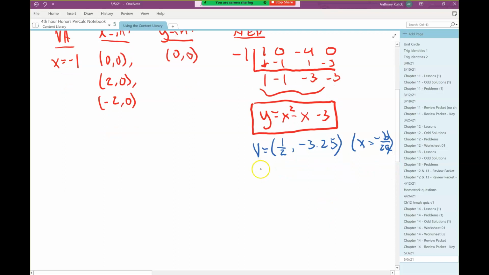The other thing that I'm going to want is the x-intercepts. That should give me a good picture. So to solve that, I will have to use the quadratic formula because that's not factorable. So negative of negative b plus or minus the square root of b squared, which is 1 minus 4 times 1 times negative 3. That's 13 over 2 times 1.